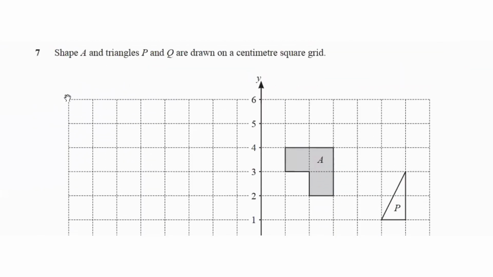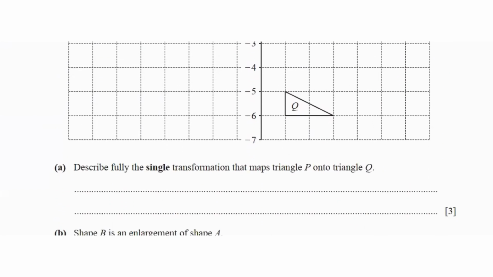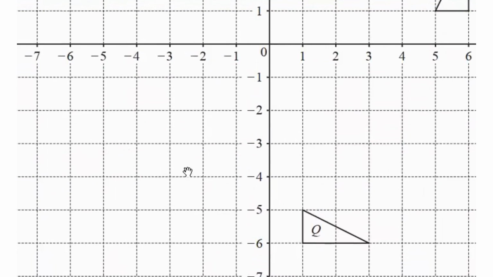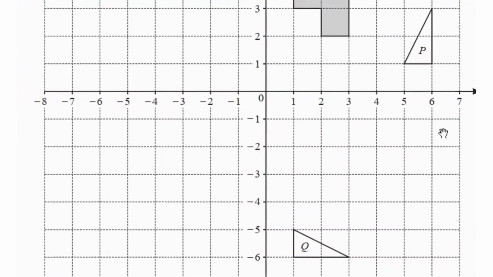Question 7 says shape A and triangles P and Q are drawn on a centimeter square grid. Describe fully the single transformation that maps triangle P onto Q. So if we compare P and Q, it's not a reflection because Q isn't a mirror image of P. It's not an enlargement because the size is exactly the same. It's not a translation because the direction has changed. So since the direction of the shape has changed, that means it's a rotation.